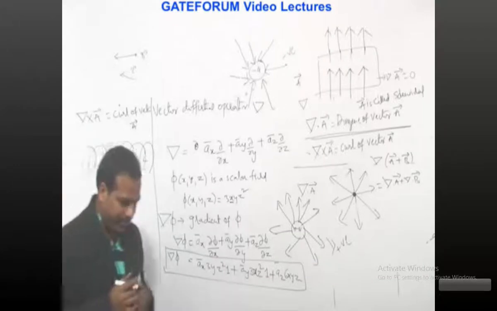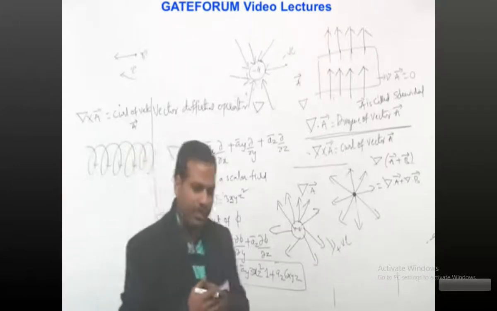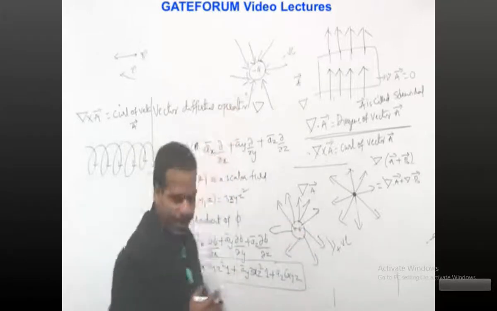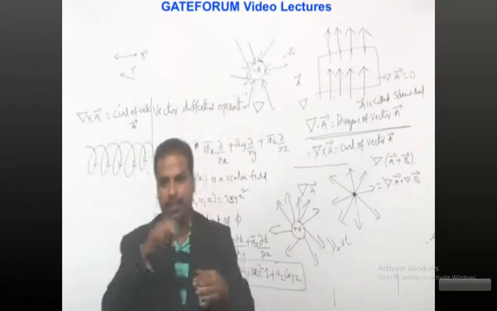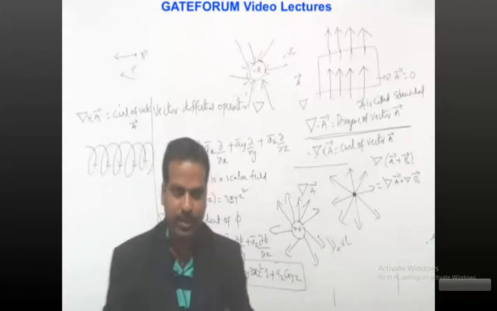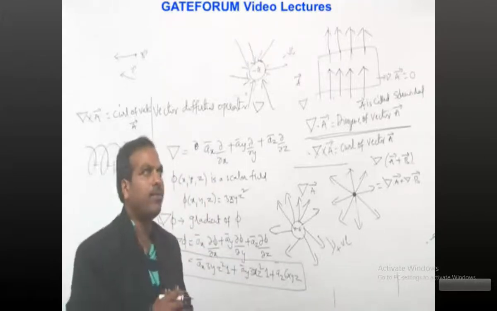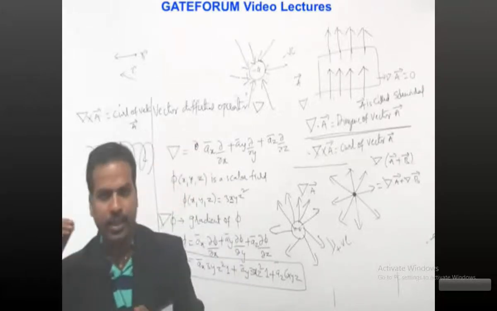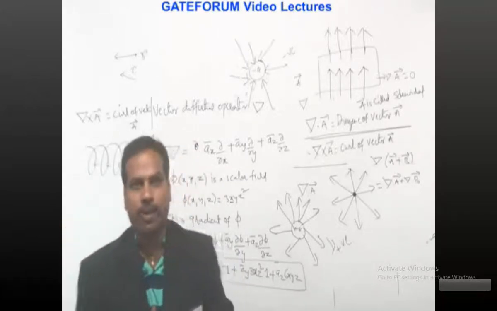Normally, with respect to the electric field, the field may diverge or converge, but the electric field never rotates. But coming to the magnetic field, for example, when you consider an inductor having certain turns, when a current is flowing through the inductor, what happens, sir?